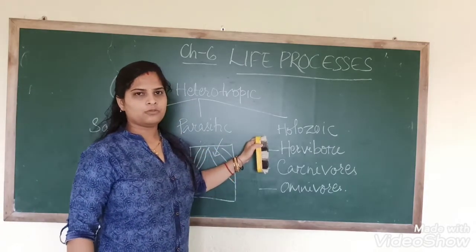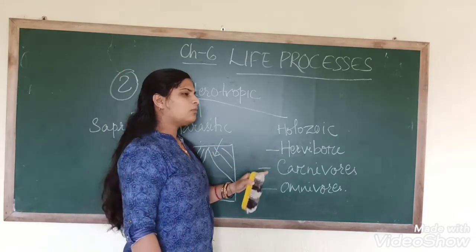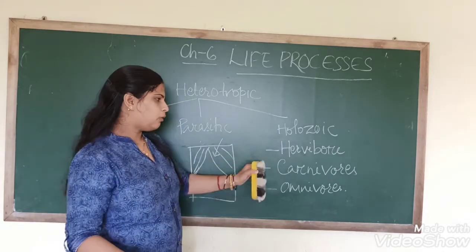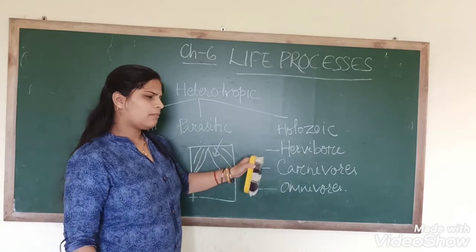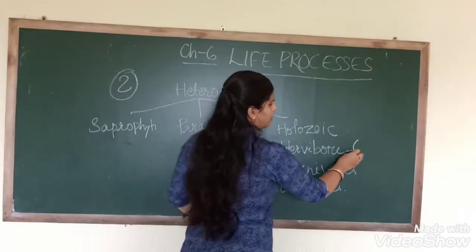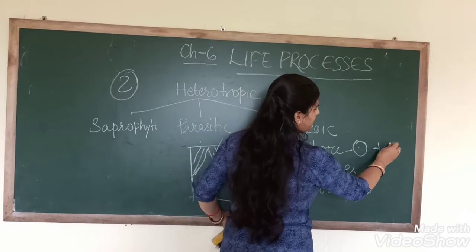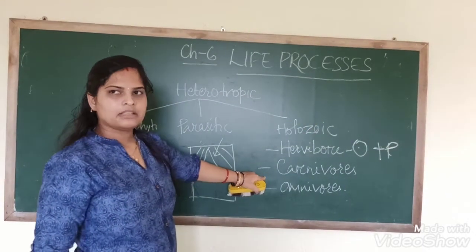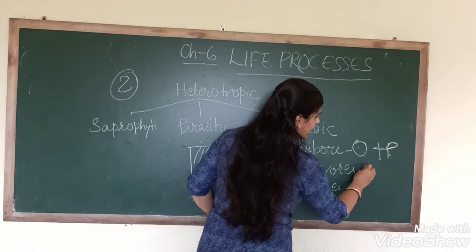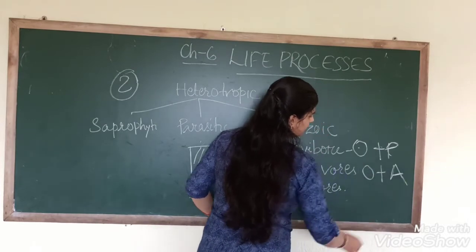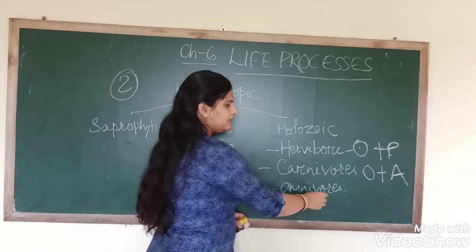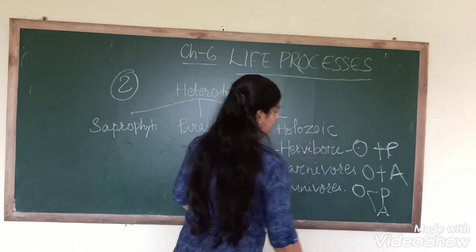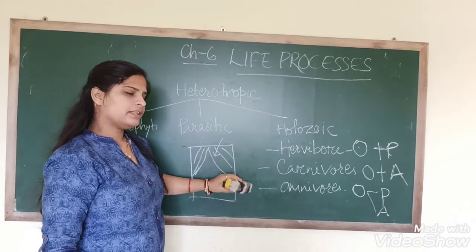Whereas in the case of the holozoic mode of nutrition, what happens? Holozoic mode of nutrition is a nutrition in which the organism feeds on others. For example, in herbivores, the organism completely depends only on plants, whereas in carnivores the organism depends on other animals. In omnivores, the organism can feed on both plants and animals. It depends on both plants and animals, and it takes its nutrition.